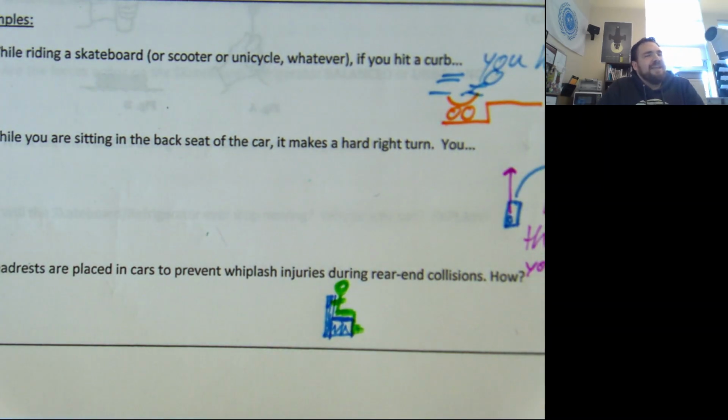Yeah, it'd be bad, right? What's going to happen? And you're at a stop. So our gut tells us the head gets whipped back. But is that what actually happens here?